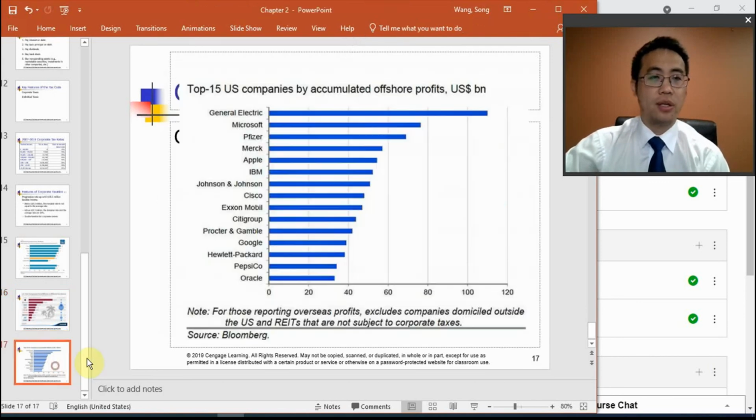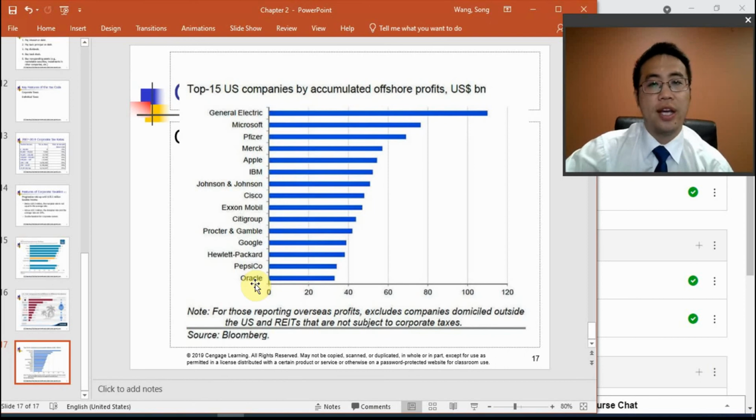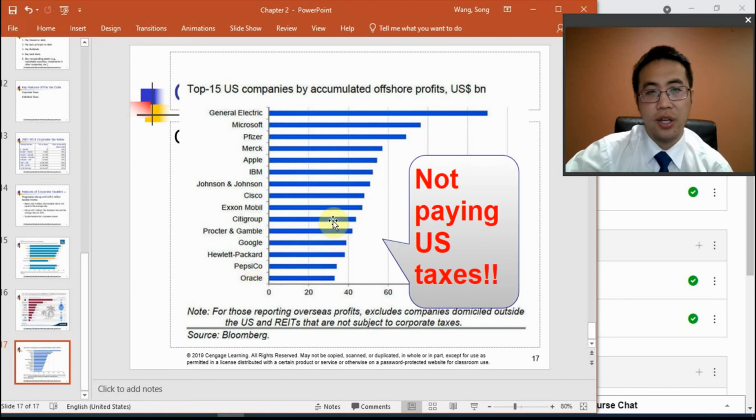And here is another chart showing that the major U.S. companies have accumulated a lot of offshore profits from countries other than the United States, and the profits did not flow to the U.S. but are stored in their offshore headquarters.